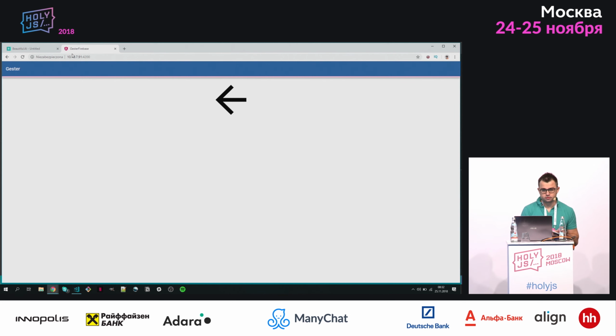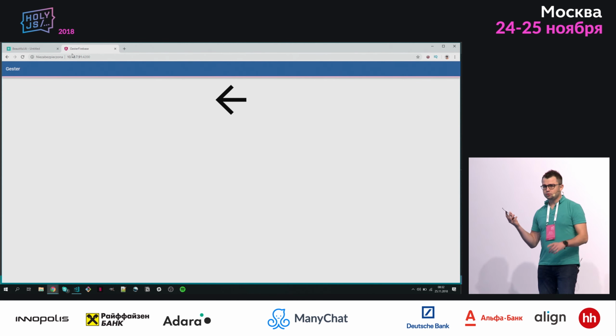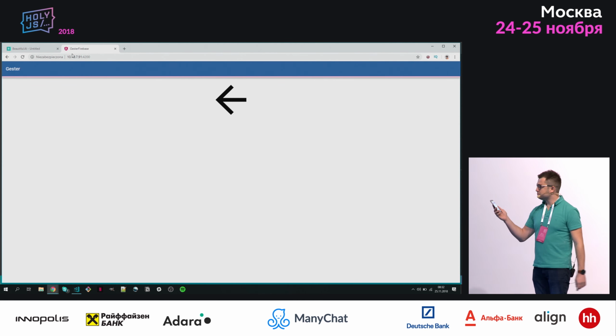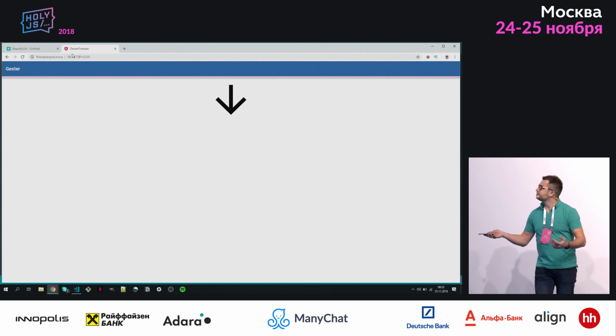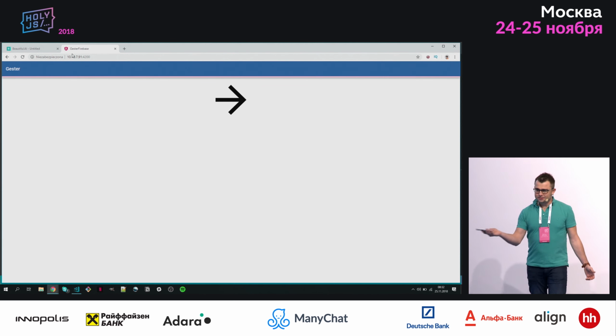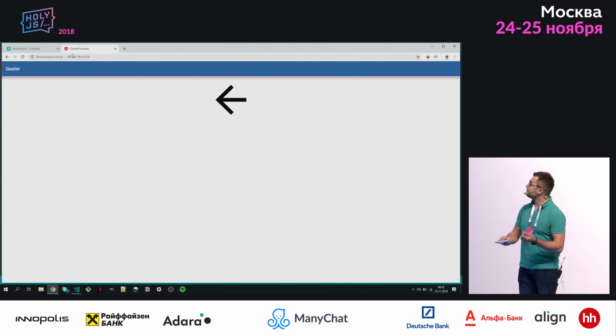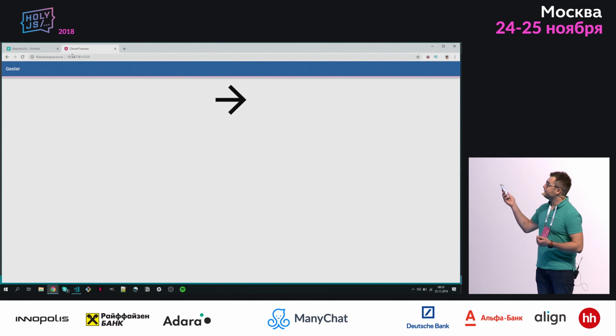So here's the website, and I want you to look at me for a second. I'm holding my smartphone, and take a look. If I do this, the arrow will show the direction in which I move, right? So for some reason, some magic way, the phone understands in which direction I move my hand.